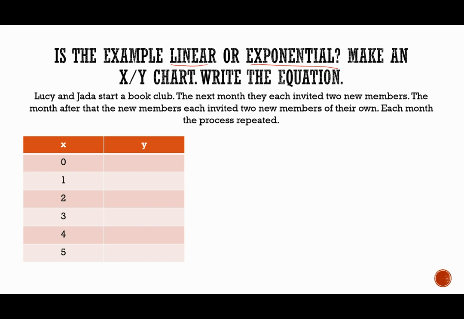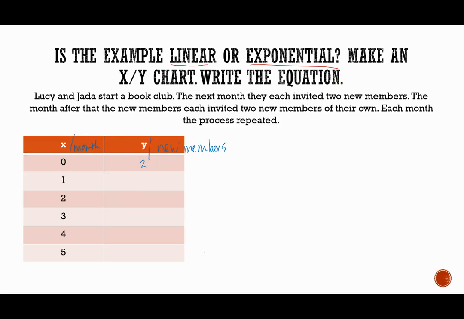The difficulty is increased here because in the XY chart, all the y values are missing. So this y is going to represent your new members. Okay, so when the club starts out, month 0, how many new members are there? Well, it's just Lucy and Jada, so it's 2.